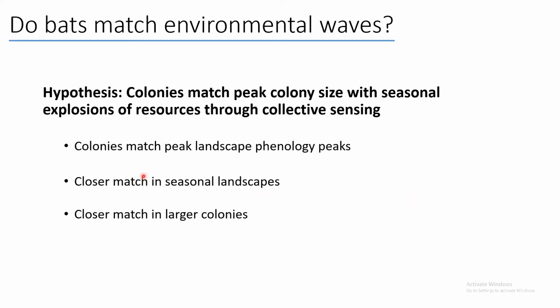So with this data, we wanted to hypothesize that colonies likely match the peak colony size with some seasonal explosion of resources. And so this could potentially be driven through collective sensing. And so what we would predict to find in the data is that at least one of these phenological variables that we're measuring will consistently be matching what the colonies are doing. Additionally, we would expect that there's a closer match between colonies that are in more seasonal landscapes than, say, in the rainforest, where there isn't as much seasonality. And additionally, we would expect that colonies that are larger would have a much better ability to collectively sense and track resources through the environment.